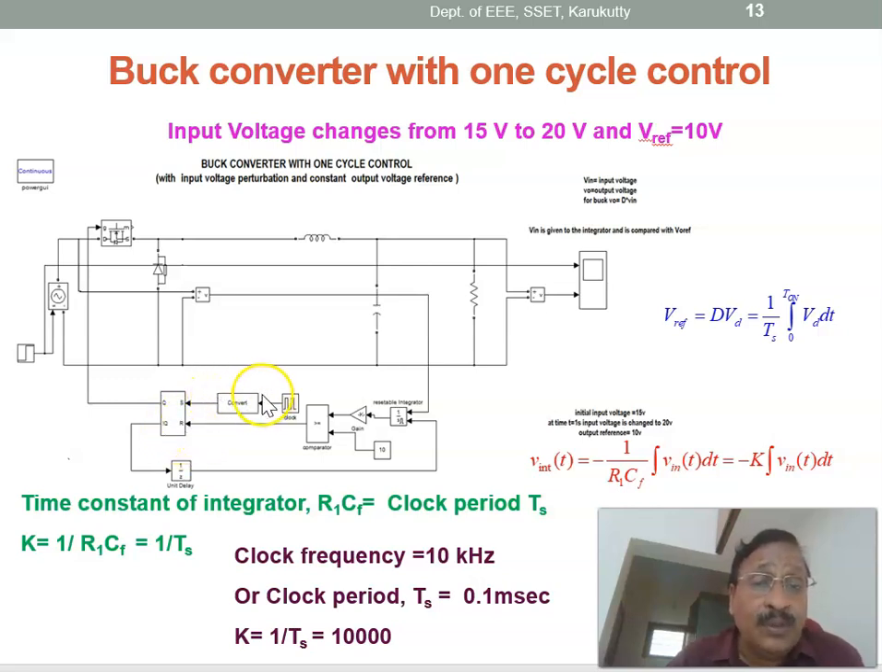And the clock signal is given to the set pin of the SR flip-flop, and the output Q is given as the input to the switch. Here Q bar is used to reset the resettable integrator. Of course, a delay is to be given. Therefore, this is the one cycle control block, and this is the power circuit, and the constant K is selected as 10,000 because the clock frequency is 10 kilohertz. Therefore, this is the Simulink model of a one cycle control of a buck converter.